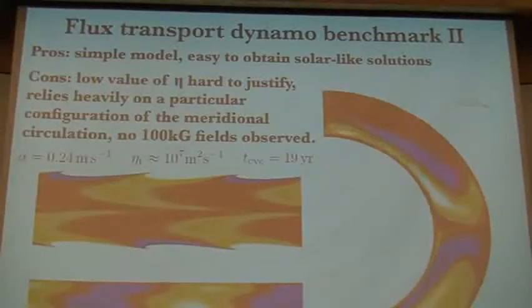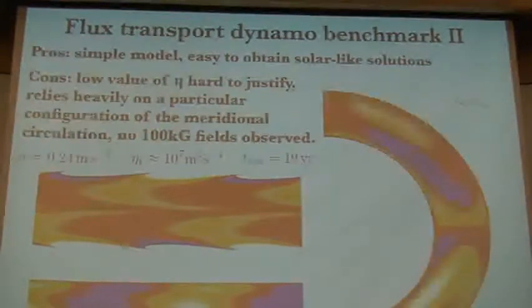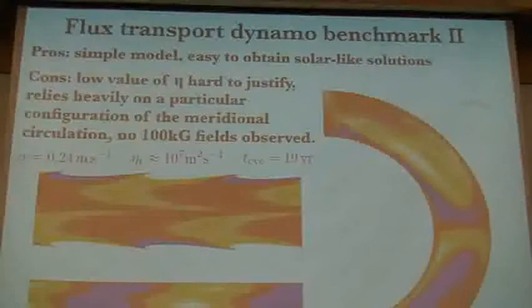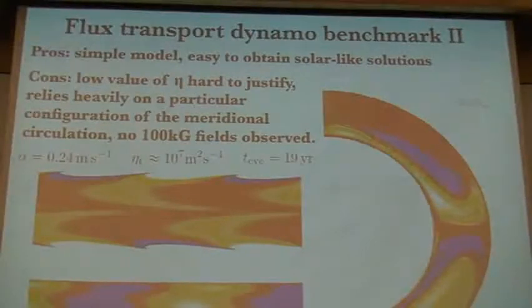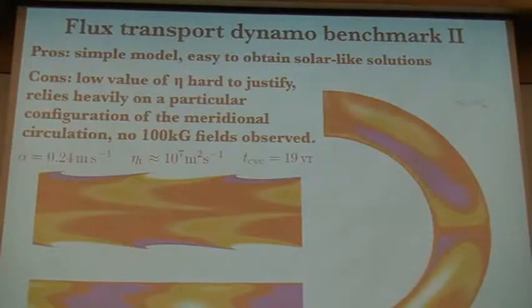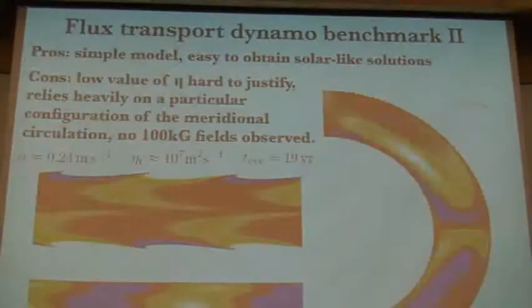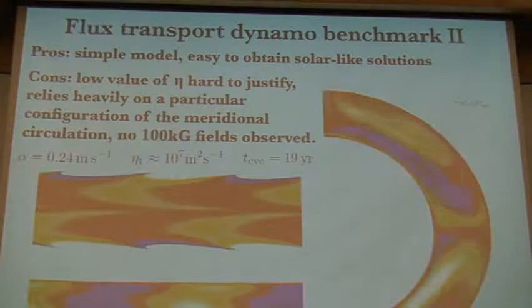And there's another issue related to these large fields below the convection zone, because there's evidence that these fields are unstable, especially if we have a differential rotation, by the Taylor instability. So it's not clear if these large fields can exist, or if they actually do exist below the solar convection zone. Okay.